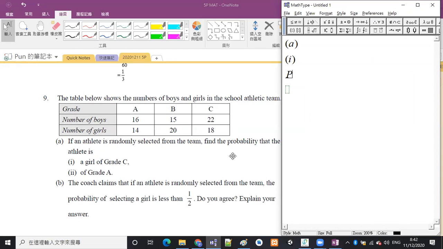I know that I'm finding probability, but I did not read what is the requirement of the probability. But I already know that the denominator of the fraction should be just adding up all the numbers: 16 plus 14 plus 15 plus 20 plus 22 plus 18. Do you understand this idea?